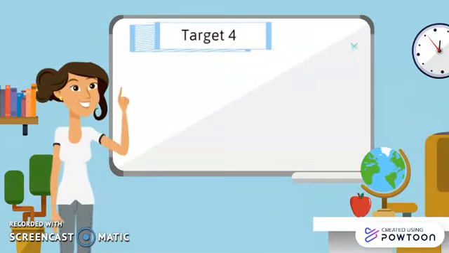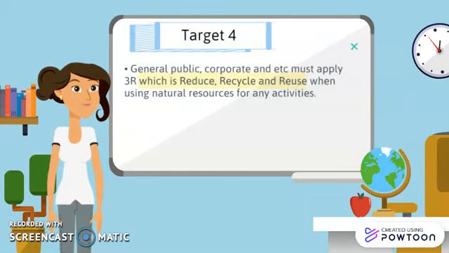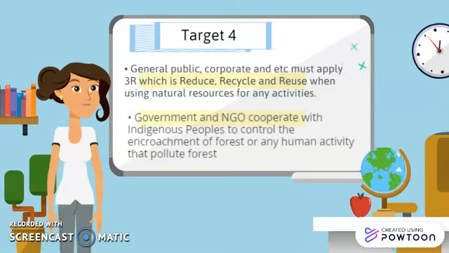Target 4. General public, corporate and etc. must apply 3R, which is reduce, recycle and reuse when using natural resources for any activities, and the government and NGO also must cooperate with indigenous people to control the enrichment of forests or any human activity that pollutes the forest.